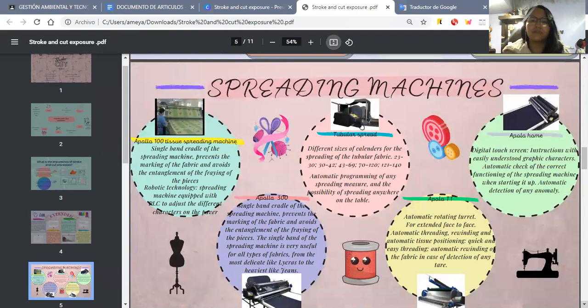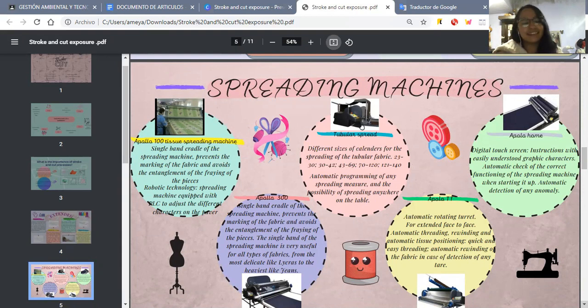It's important that you learn about these spreading machines. I'm sorry, I don't know if my pronunciation is okay. The first is a Polo 100 tissue spreading machine. This is a single bank cradle of the spreading machine, prevents the marking of the fabric and avoids the attachment of the fraying of the piece. And with robotic technology, it's possible to have a spreading machine equipped with PLC and to adjust the different characteristics of the process.